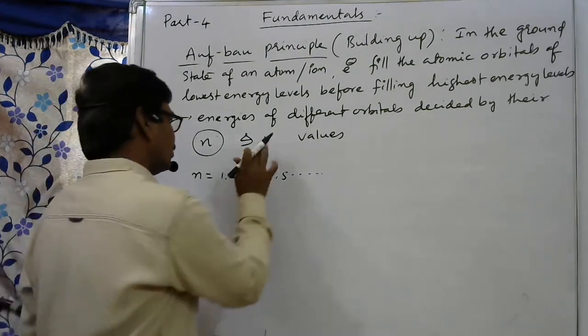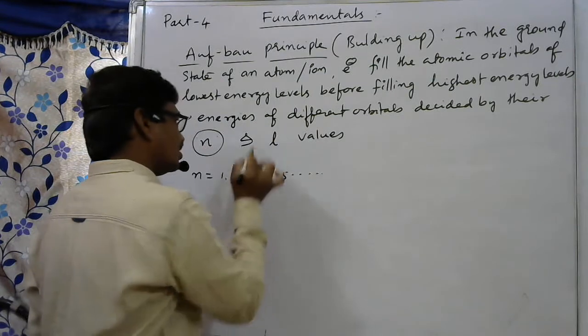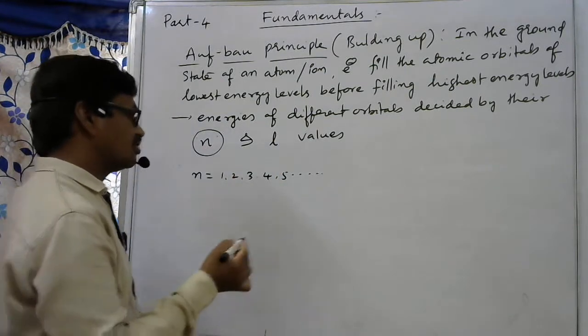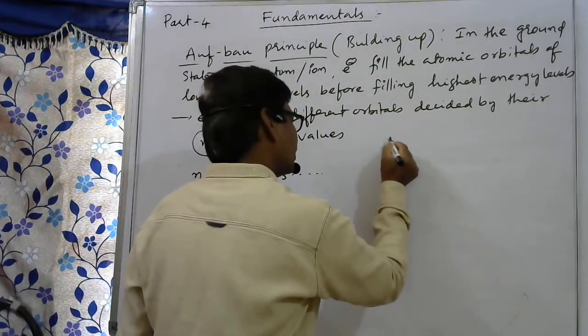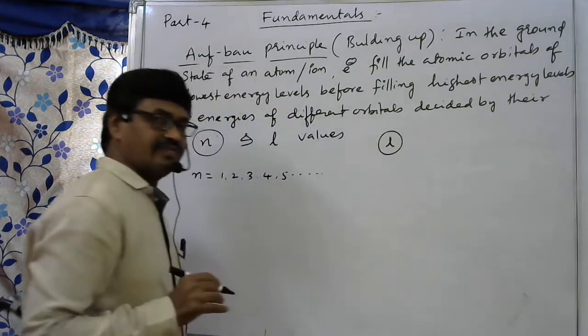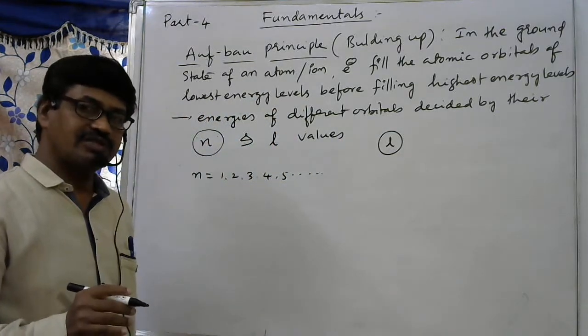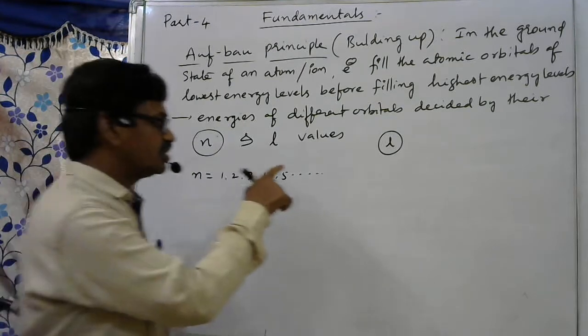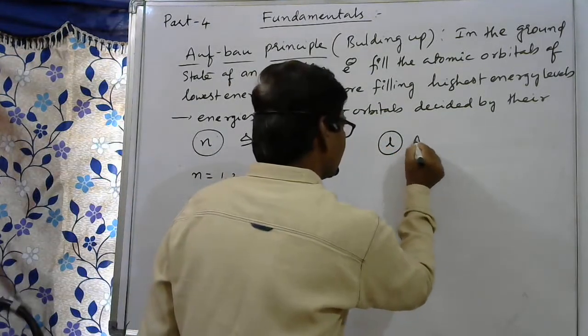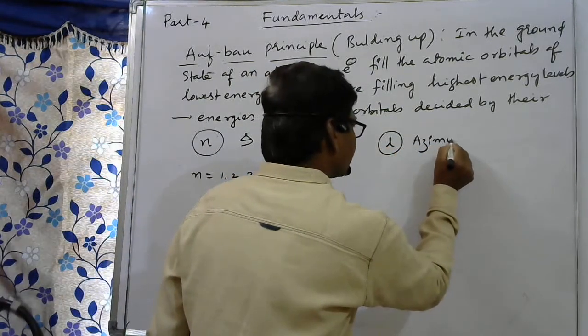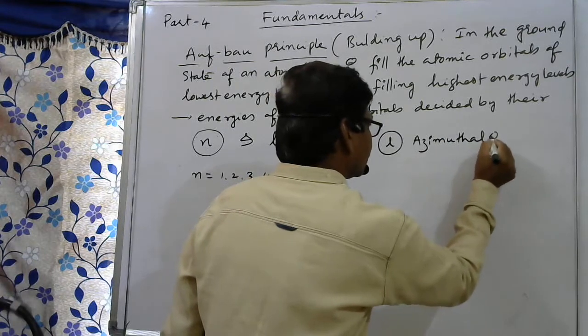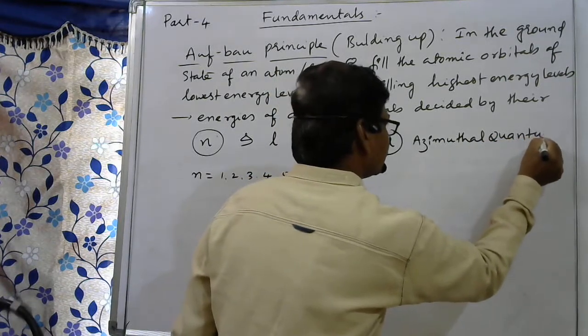Then what about L? L is the other quantum number, and you have to remember the L values. In atomic structure, we have the quantum numbers concept, and there you'll get clarity about this L value. L is actually the azimuthal quantum number.